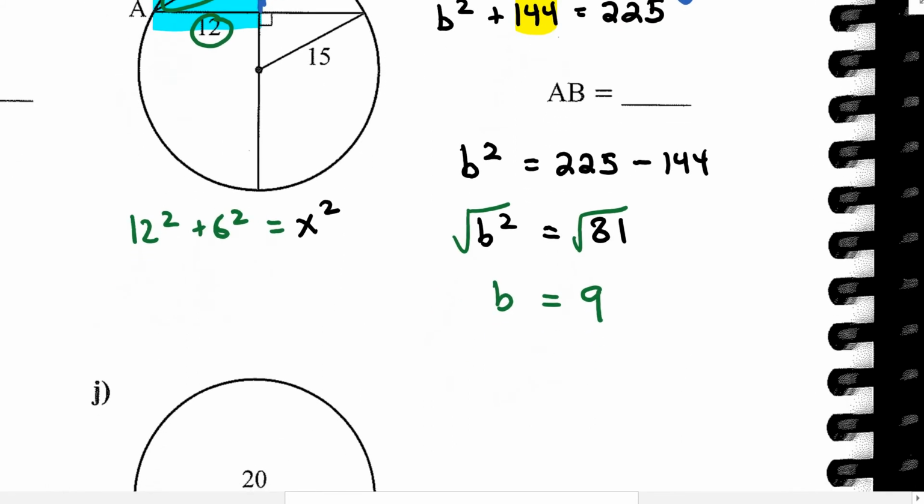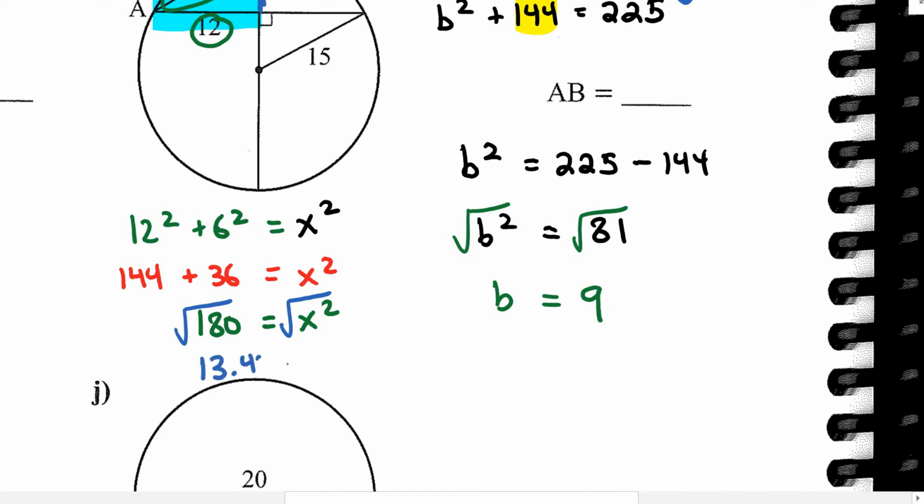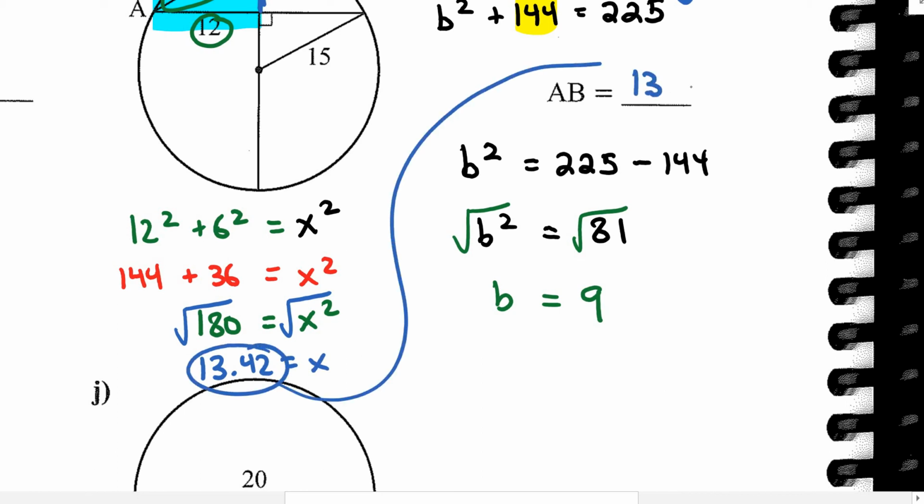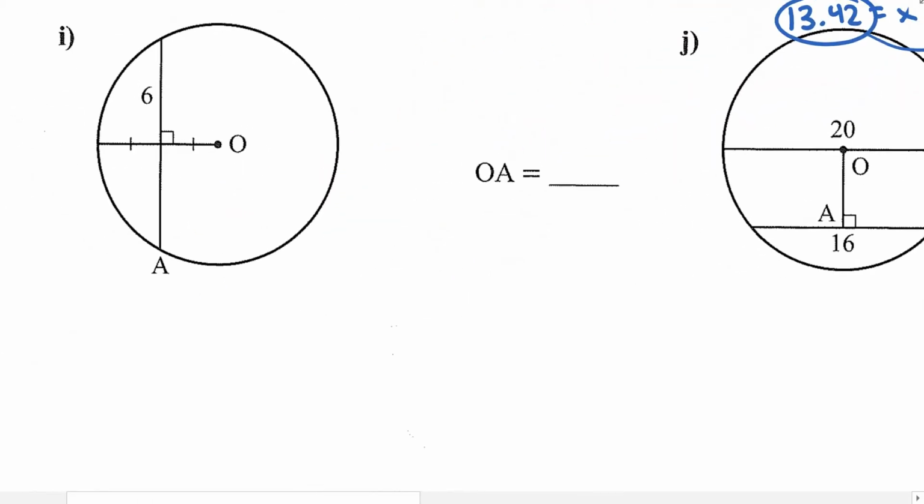So now we've got to solve this Pythagorean theorem problem, and then we should be done. 12 squared is 144, 6 squared is 36, and that's going to equal x squared. So 144 plus 36 is 180. 180 equals x squared, and then I can square root both sides. Once I square root 180, I get 13.42, which is my final answer. So the value of AB is going to be 13.42. All right, that's a good thinking question for that particular problem. Two more questions to go, and then we're done.